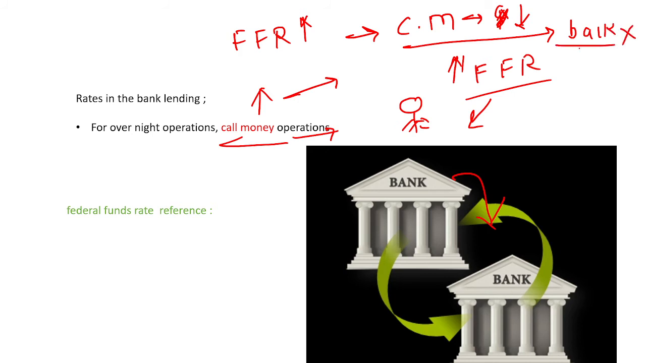Because every bank has a different financial condition, right? Some banks have high NPAs and other issues, right? So that's why if the federal fund rates are increased, it will impact the call money operations and other important lending or borrowing operations of the bank, right?